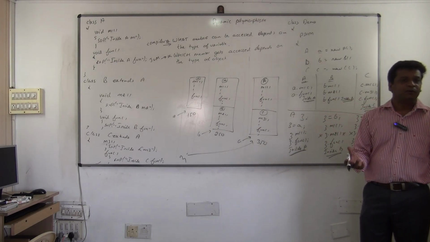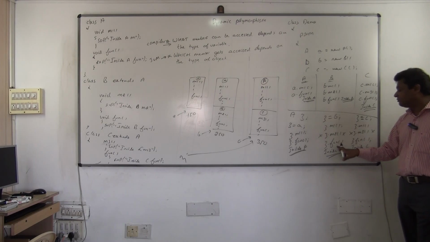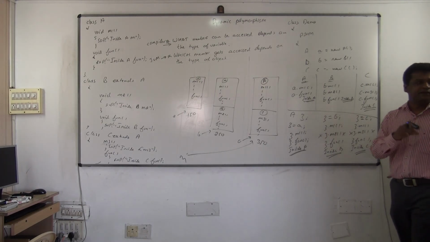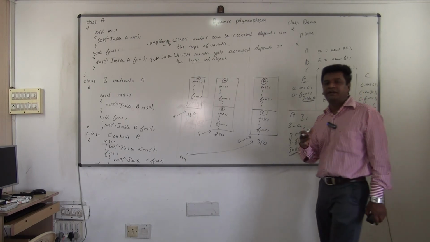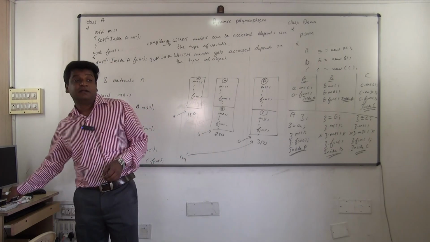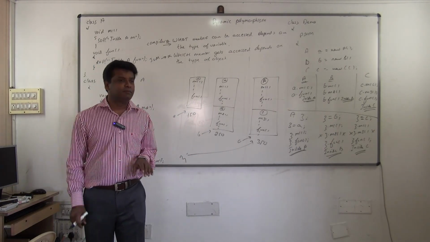You are not getting a standard output. See here, Z dot fun means it will print inside B. Here if you say Z dot fun, it will print inside C. You are not getting a standard output. So depending on the object, it will be executing. Okay, now let's understand what is the difference between compile time polymorphism and runtime polymorphism.